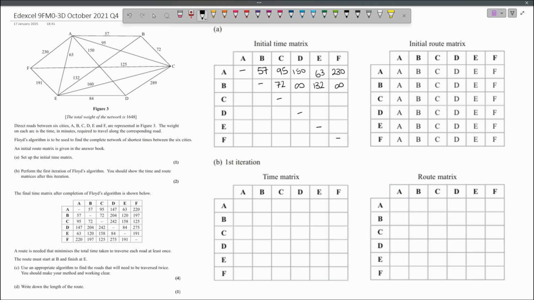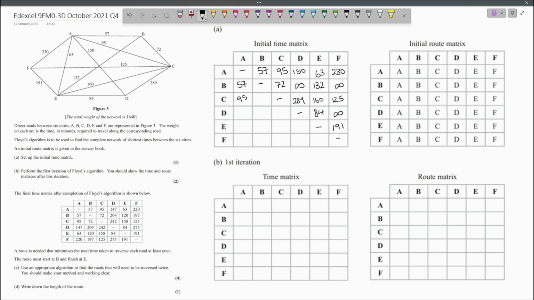C to D is 289. C to E is 160. And C to F is 125. D to E is 84. And D to F, well, D isn't connected to F, so I'm going to use infinity. Last but not least, E to F is 191. So we've now filled out half of our initial time matrix.